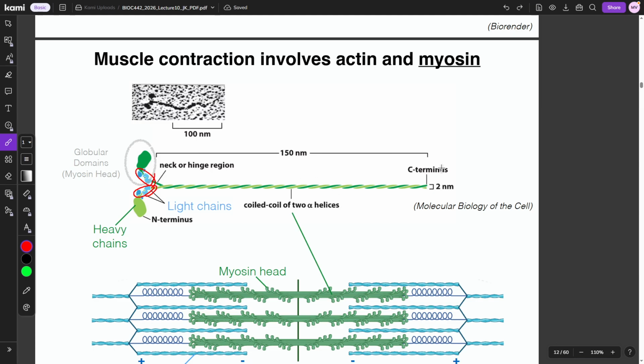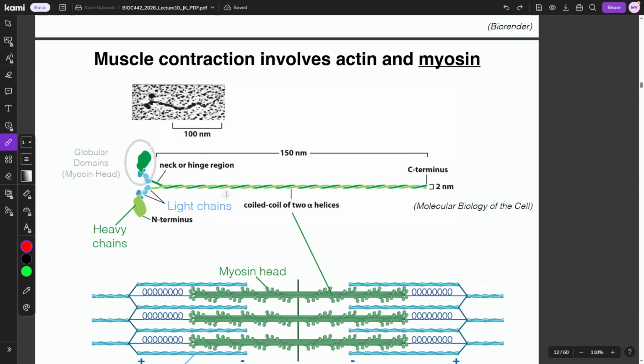So we've got two alpha helices. Alpha helices, remember, are protein structures. We've got a light chain coming off either side of this alpha helix, and then we have our heavy chains. So these are two different alpha helices that are coiled around each other. The C terminus is here, and the N terminus is always at the end.